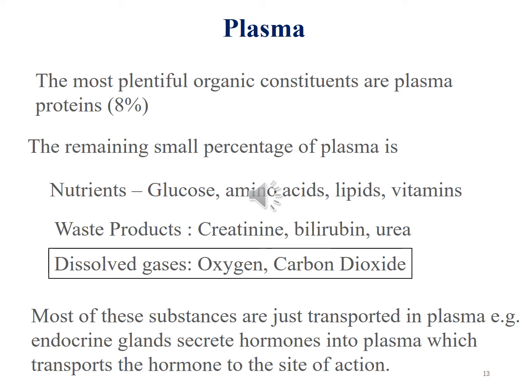Waste products, you have creatinine. It is a breakdown product of the muscle tissue. Bilirubin, a breakdown product of hemoglobin. And urea, a product of protein catabolism. Of course, you do have some dissolved gases, which are basically oxygen and carbon dioxide. So without plasma, you can't transport gases efficiently. And you also need plasma to transport hormones to the site of action.